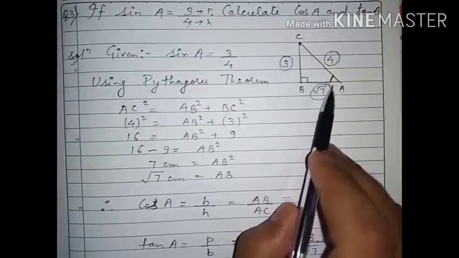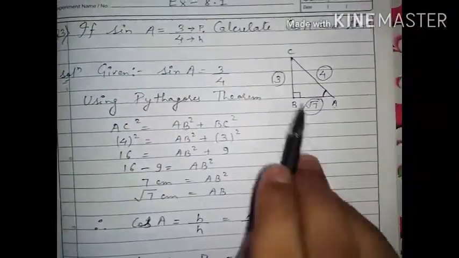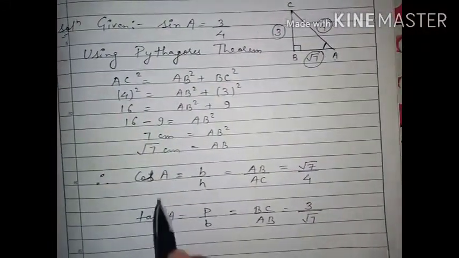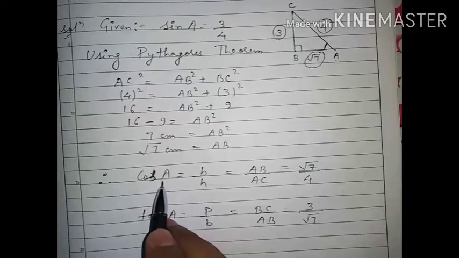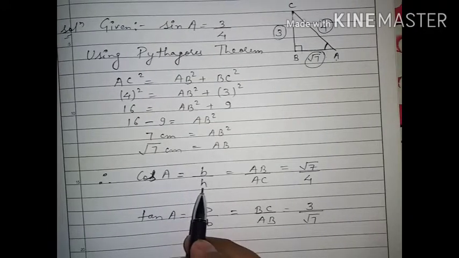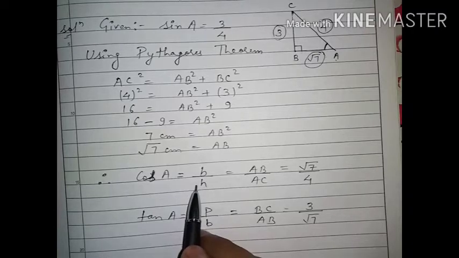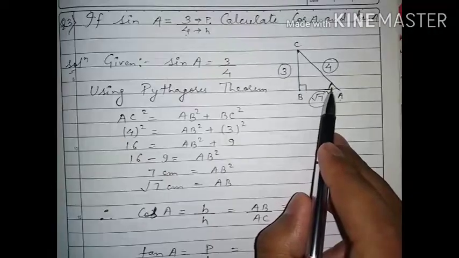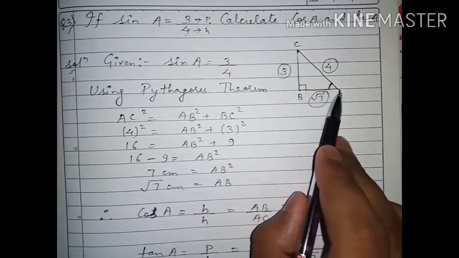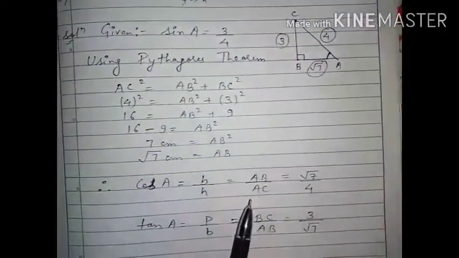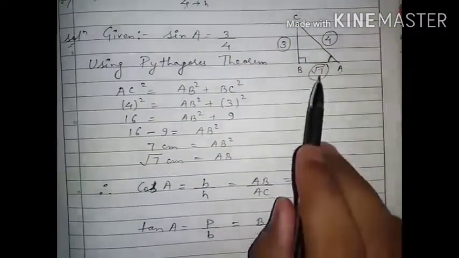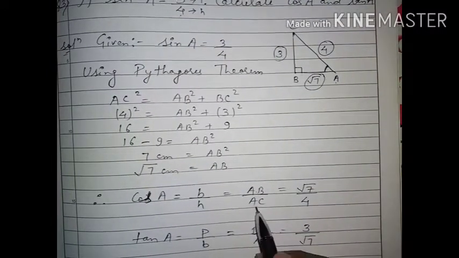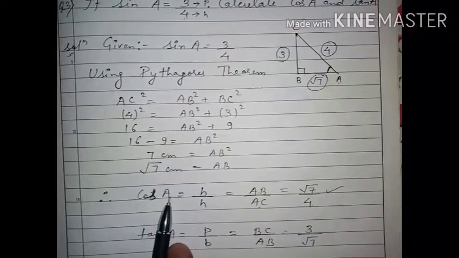After getting these three sides, you have to find in the question, calculate cos A and tan A. So cos A, here see, this is cos A. You all know that cos A is equal to B by H according to the formula I discussed in the previous video. So according to this angle A, B is AB, and H is AC. So I write here AB by AC. Here AB is root 7 and AC is 4. So here we will get the cos of A.